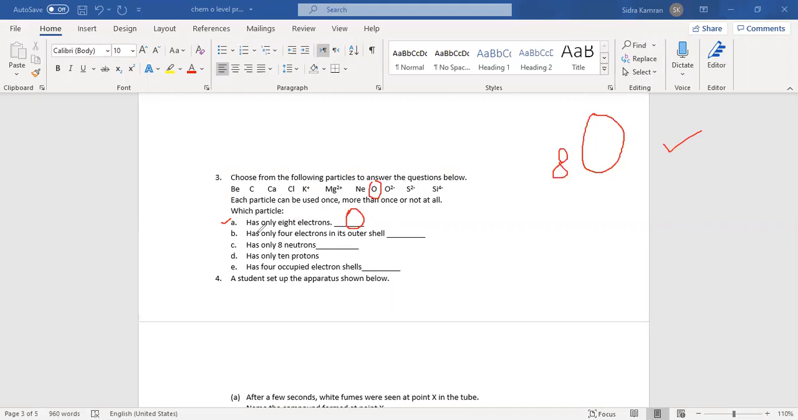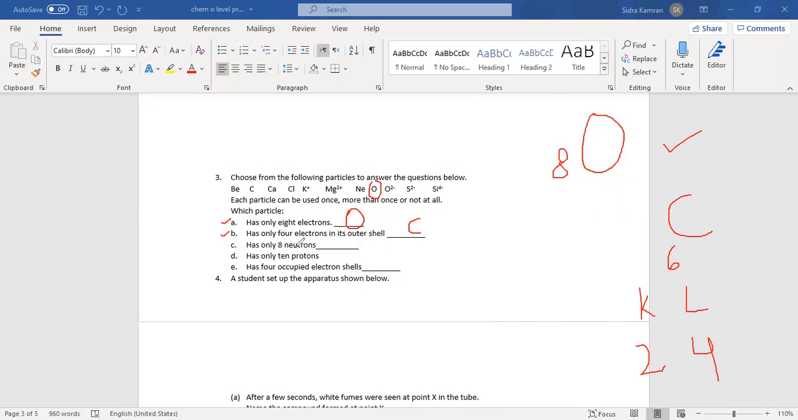Next is B. Has only 4 electrons in its outer shell. So which one has 4 electrons in its outer shell? Yes, the carbon atom has 4 electrons in its outer shell. We know that carbon has atomic number 6. So the first K shell has 2 electrons, L has 4 electrons. So carbon has 4 electrons in its outer shell.